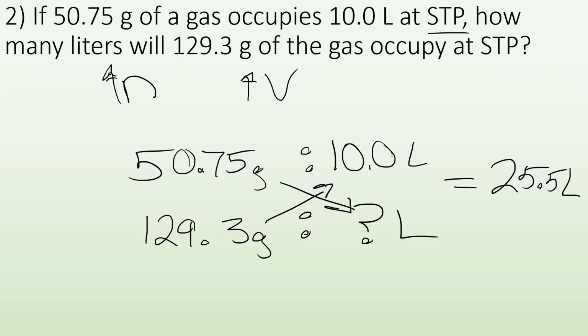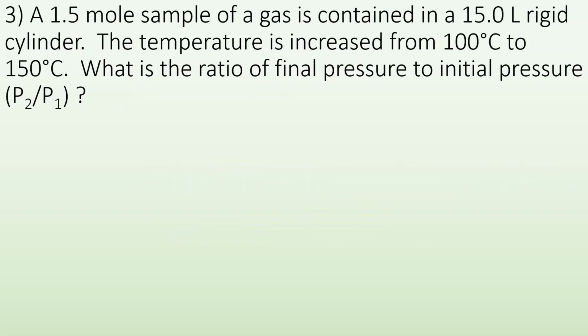So that's all. Cross multiply and divide. All right, number three, a 1.5 mole sample of a gas is contained in a 15-liter rigid cylinder. So the key here is this rigid cylinder is telling you that the volume doesn't change. You know that volume 1 equals volume 2. That didn't change. It's a rigid cylinder. All right, so the temperature is increased from 100 Celsius to 150 Celsius. What is the ratio of final pressure to initial pressure?